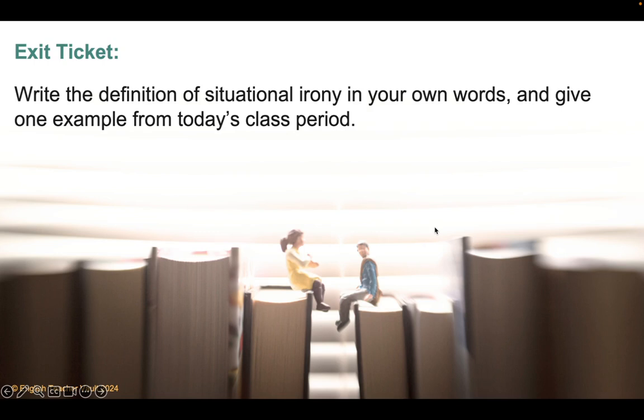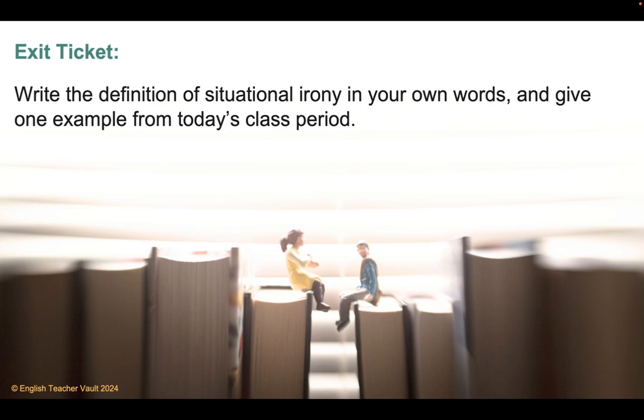And then it's a good idea to end the class period with an exit ticket of some sort. This one, for example, just says write the definition of situational irony in your own words and give one example from today's class period. This is really the crux of the lesson, that they have an understanding of what irony is. And I just chose situational irony for this one because that's the one that we really talk about a lot in literature. But of course, we talk about the other ones as well.